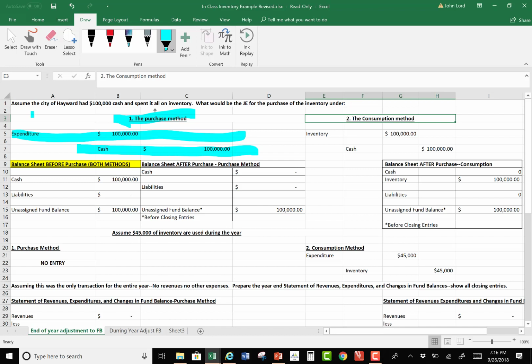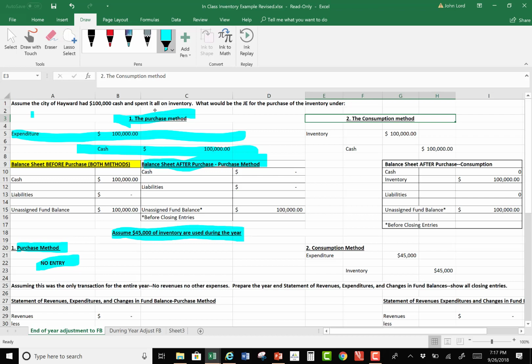Now, immediately after that purchase, under the purchase method, notice that I obviously don't have any cash. I'm still showing an unassigned fund balance because I haven't made any entries to that account. So for a second, the balance sheet is out of balance, isn't it? Just like any balance sheet is out of balance before you do your closing entries, in which you've had an expenditure of some sort, right? Now, what happens? I go ahead and use up $45,000 of inventory during the year. Under the purchase method, there is no entry. I do nothing for the use because I've already recorded it all, $100,000 of expenditure, haven't I?